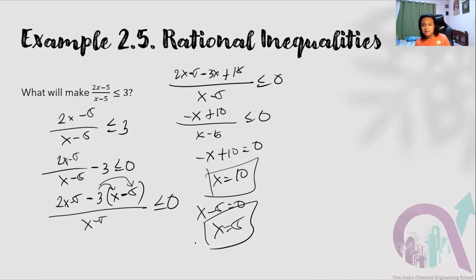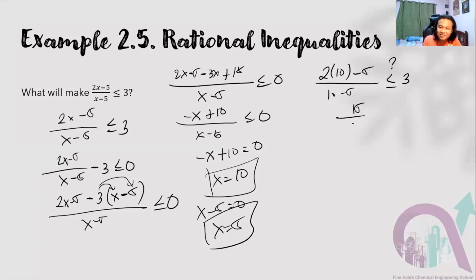Okay, so let's test 10 and 5 to see if they are true in the original equation. So let's substitute them into the original equation. So 2 times 10 minus 5, over 10 plus 5, is it less than 3? My question is, is it less than 3? So let's solve it. 2 times 10 is 20, minus 5 is 15. 15, then 10 minus 5 is 5.